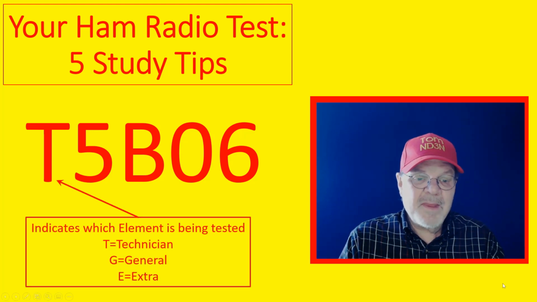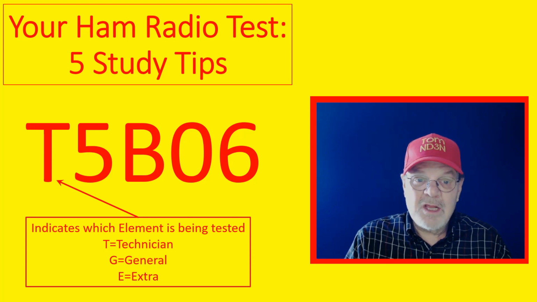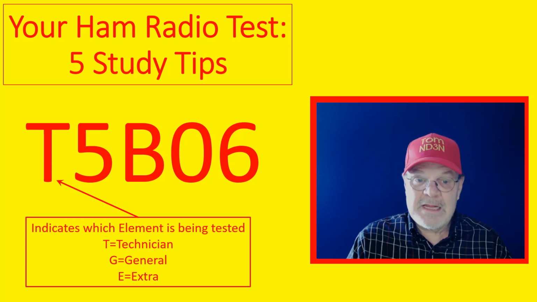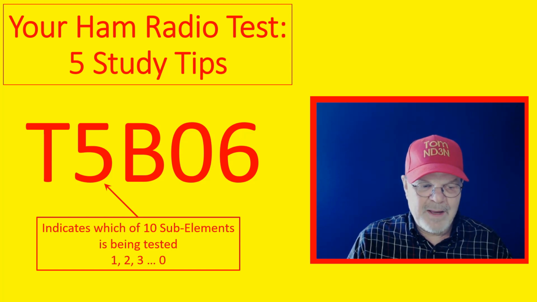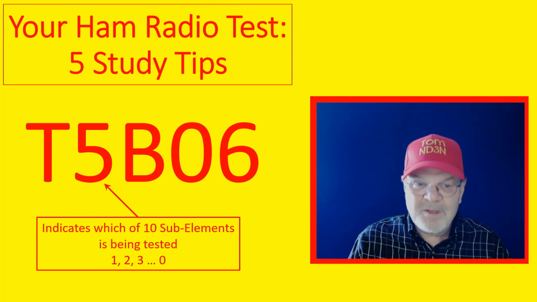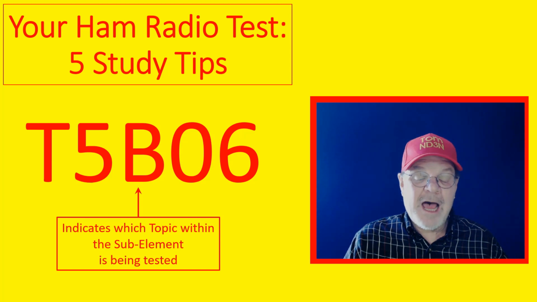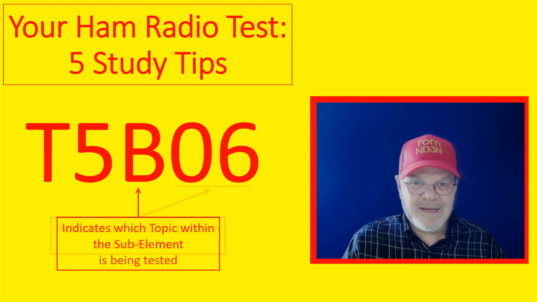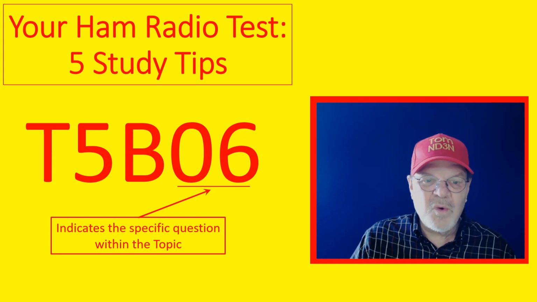The first letter indicates which element is being tested: T for technician, G for general, and E for extra. Next, you have a number which indicates which of the 10 sub-elements is being tested: 1, 2, 3, up to 0. 1 through 9 and 0. The letter following indicates which topic within the sub-element is being tested, and the last 2 digits indicate the specific question within the topic. This brings me to my first tip.